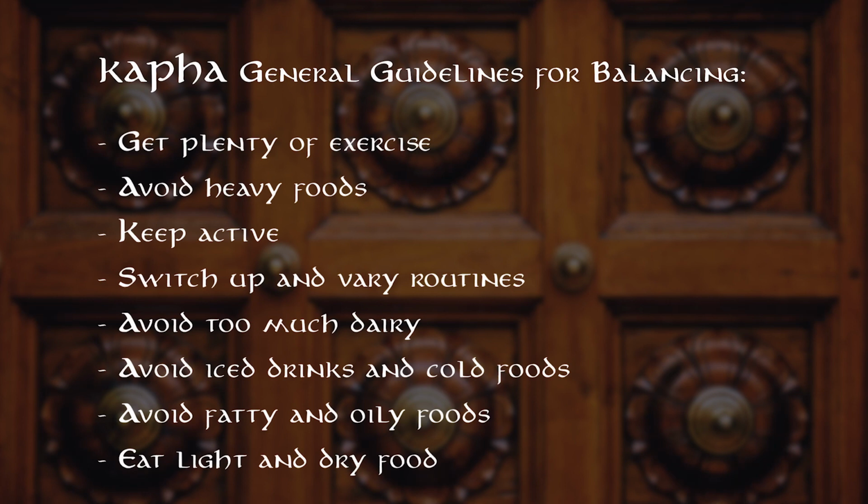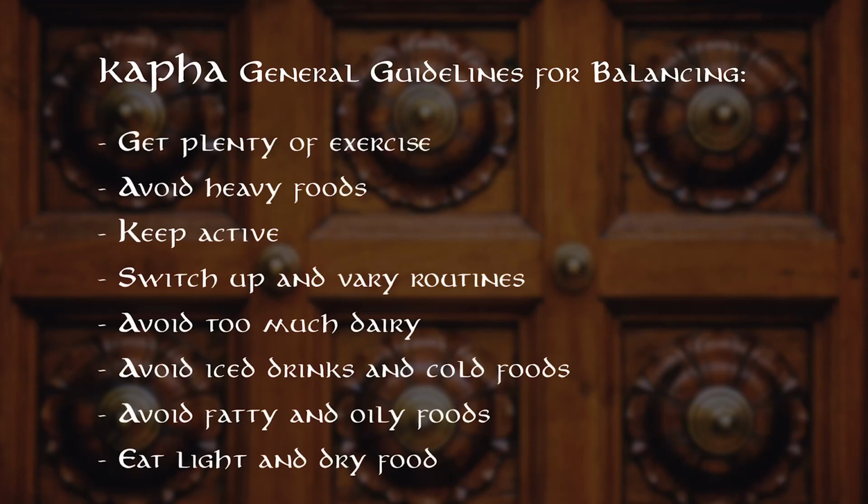General guidelines for balancing Kapha: to get lots of exercise, like even 5 to 6 times a week. Avoid heavy foods. Keep active, keep moving. Don't sit around all day working. Sit on the couch, get up, move, walk. Switch up and vary routines.